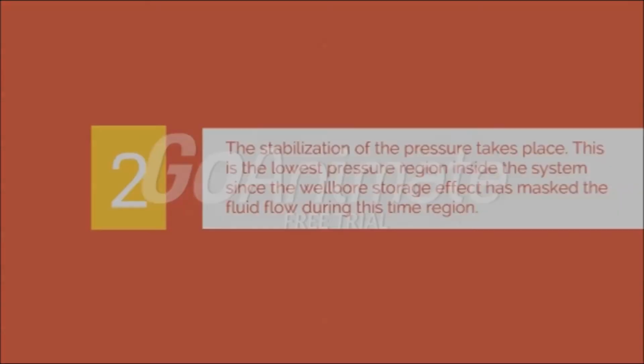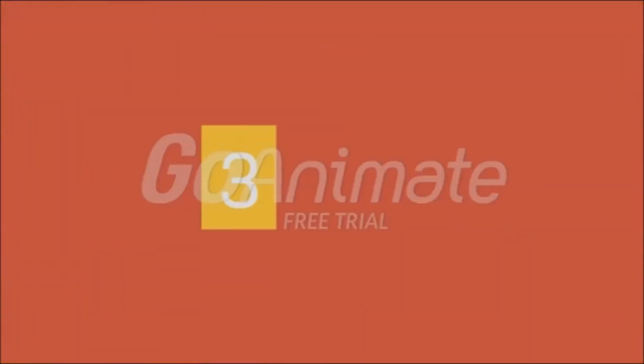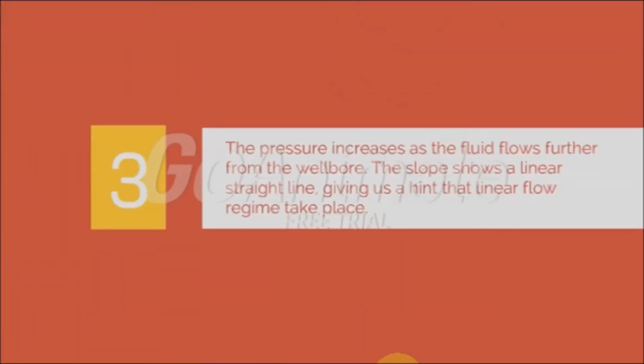Next is the intermediate time linear flow. The pressure increases as the fluid flows further from the wellbore. The slope shows a linear straight line, giving us a hint that the linear flow regime takes place.